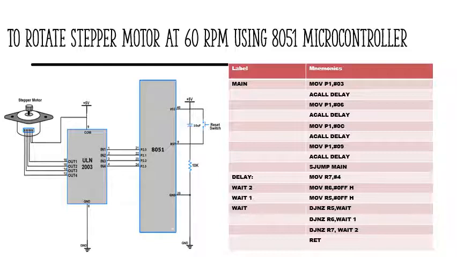Next, you load the second excitation value 06 and again call a delay. Next, consecutively you load the other two excitation values, and after loading each excitation value, you call a delay. Once all the 4 excitation values are over, then again jump to the main program. By means of it, the motor continuously rotates without any halt. So you have to concentrate on the delay that you are making between each and every excitation.